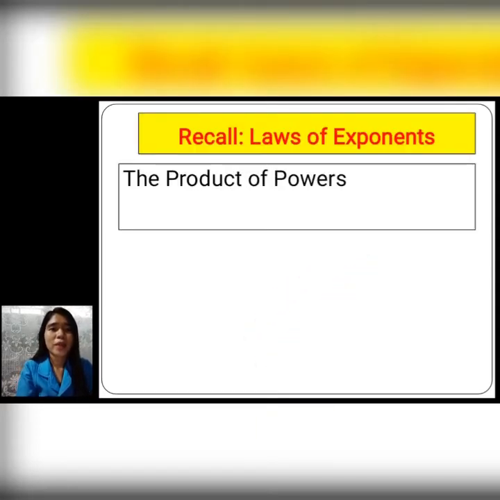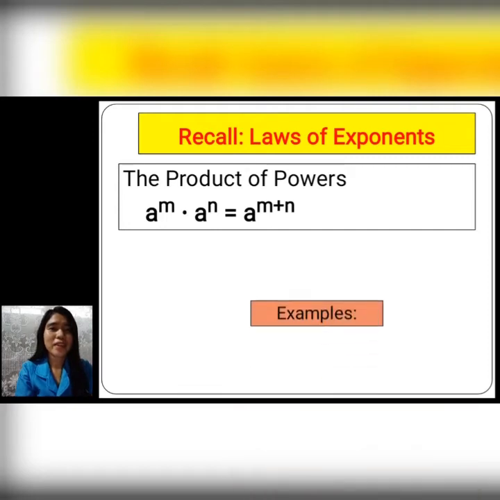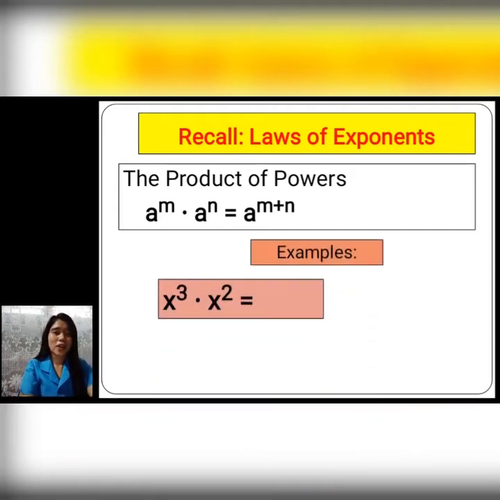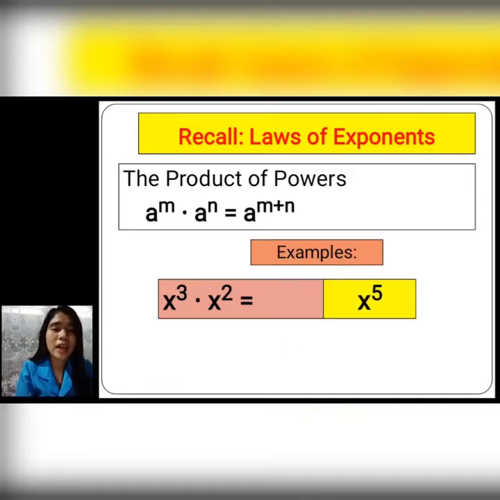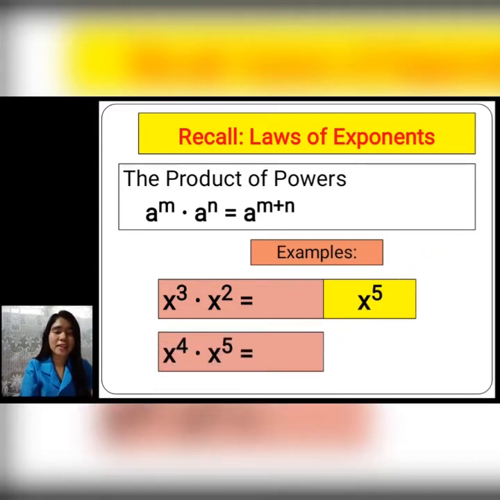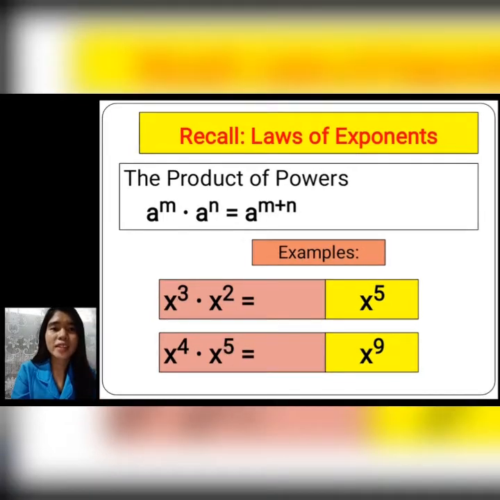So we have here the product of powers. When we multiply a raised to m to a raised to n, we will get the product of a raised to m plus n. Okay, so we have here some examples. We have x cubed multiplied to x squared, we got x raised to 5. Next, x raised to 4 multiplied to x raised to 5, we will have x raised to 9. As you can see in the product of powers, we just copy the base and add the exponent.